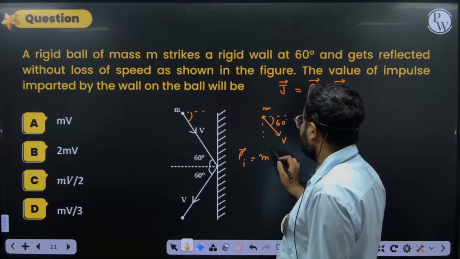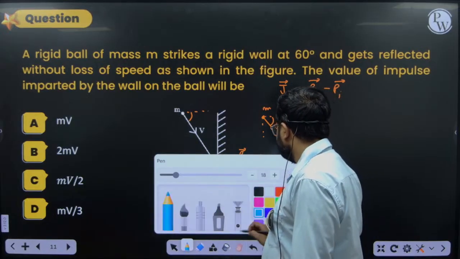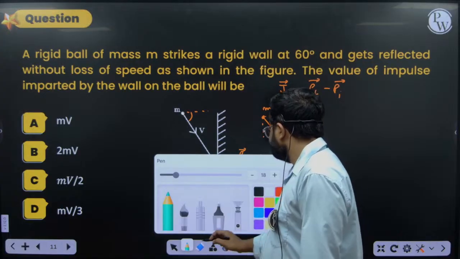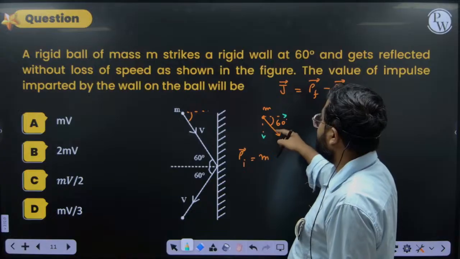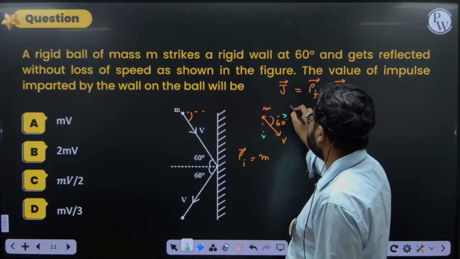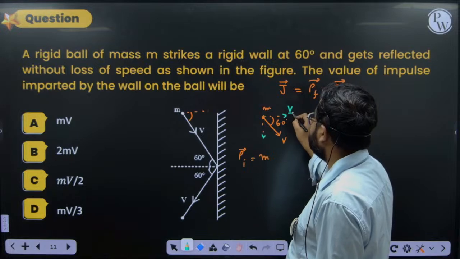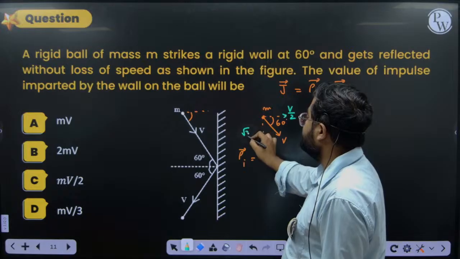mv vector. Now v vector, if we resolve this vector, we will get cos component and sine component. So this is v cos 60. V cos 60 is v by 2. This is v sine 60, which will be root 3 v by 2.